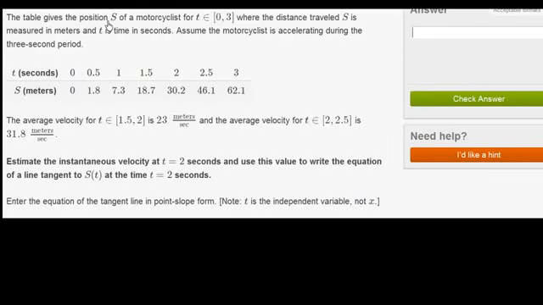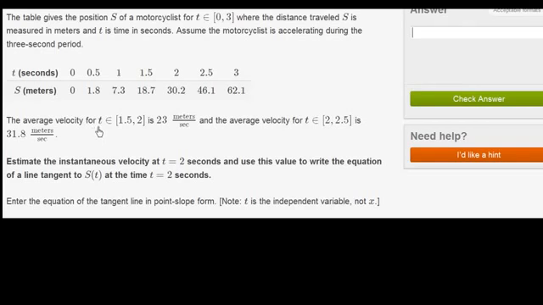The table gives a position S of a motorcyclist for t between 0 and 3, including 0 and 3. This is just saying that t is in the interval between 0 and 3, and we see that right over here, where the distance traveled S is measured in meters, and t is time in seconds. Assume the motorcyclist is accelerating during the 3-second period. This is time between 0 seconds and 3 seconds, and here we have the corresponding distance that you could view as a function of time.